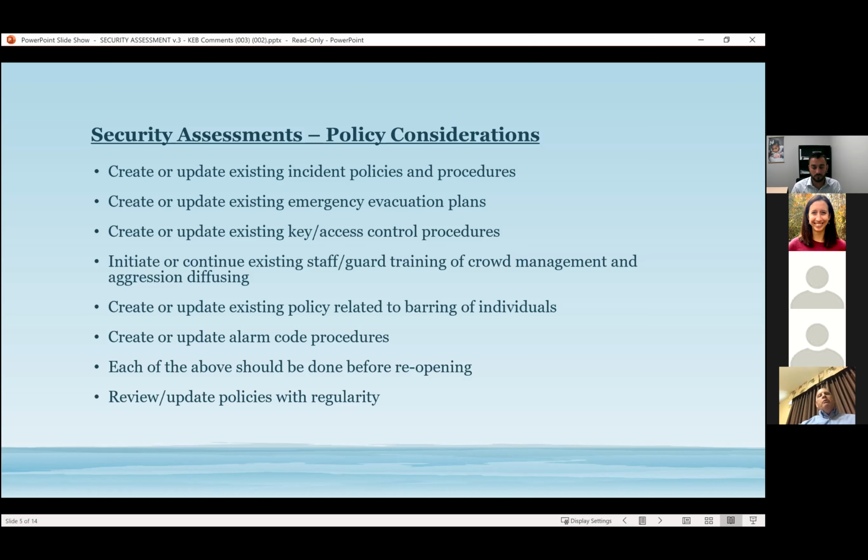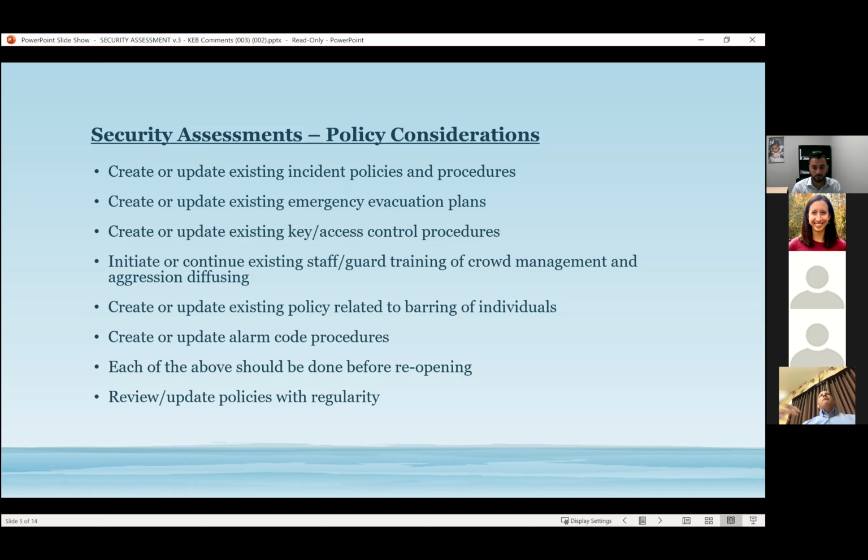So we need to make sure that we're training our staff who are either acting as security or dealing with security aspects of every office that is out there. We need to make sure that we're training them in de-escalation, crowd management, and defusing aggressive situations. There's great training online. There's great training that CMS is going to put out, which I think we can probably get copies to you so you can access this training.